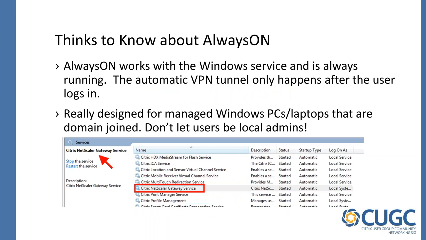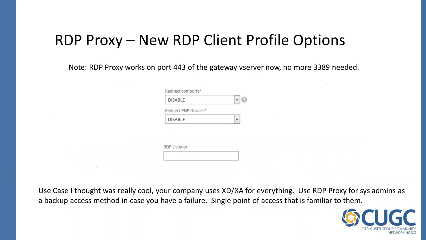Things to know about always on. It does work with the Windows service, so it is always running, but the automatic VPN tunnel only happens after the user logs in, so the authentication has to happen for it to actually connect back to the NetScaler and establish that tunnel under that identity. It's really designed for managed Windows PCs and laptops that are domain joined. Don't let your users be local admins, because if they become a local admin, they can go and edit their registry and mess with the plugin a little bit. So it might not be the expected behavior. Really just make sure that you think about the architecture before deploying this.